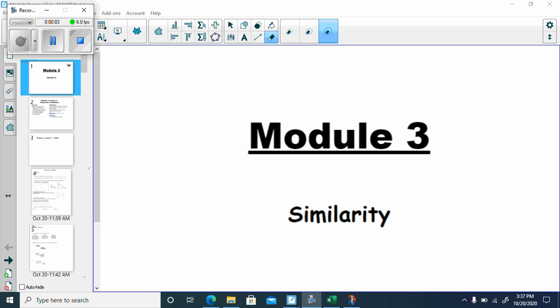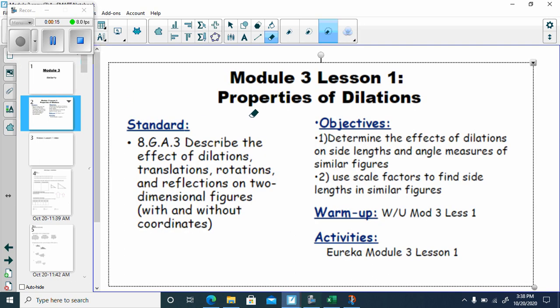We're starting Module 3 with similarity. We talked about congruence. Congruence is when things are exactly equal, exactly alike. All sides and angles, all corresponding sides and angles are congruent. Now we're talking about similarity, which can be boiled down to basically the same shape, but not necessarily the same size, as it's often stated.